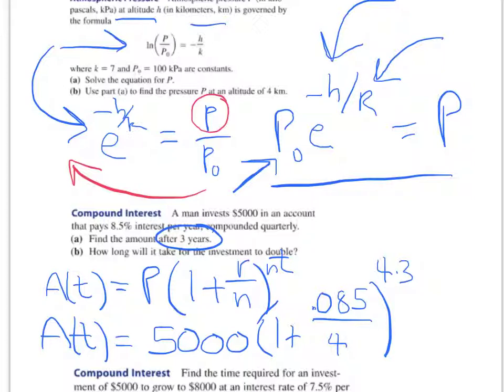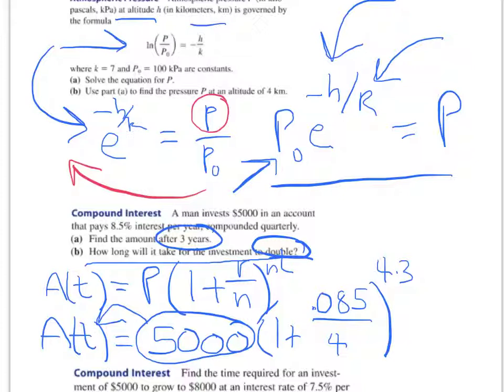The next part, the B part, is something slightly different. We're asked how long it will take for the investment to double. We want to double the investment. Well, if we double the investment, it means that since we're starting with $5,000, we're going to end up with $10,000. So let's see how this one works.